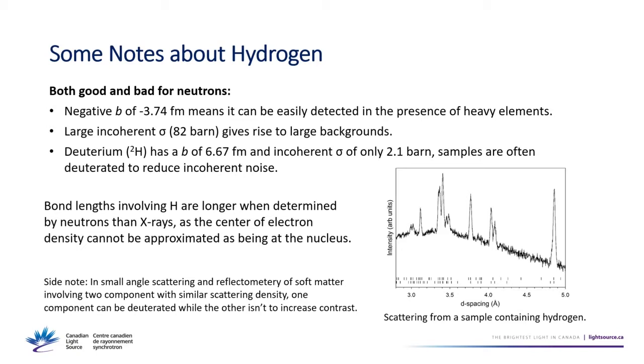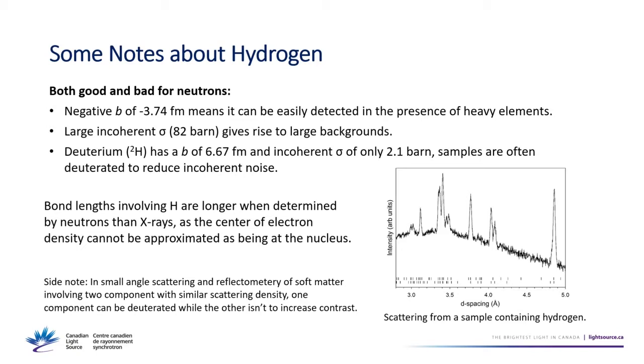So the good thing is it has a negative scattering length of 3.74, so you can easily detect it in the presence of heavy elements. The problem, though, is that it has the largest incoherent cross-section of any of the elements. With 82 barns, you get very large incoherent backgrounds. So you can tell where it is, but you're also going to get a huge background from it.